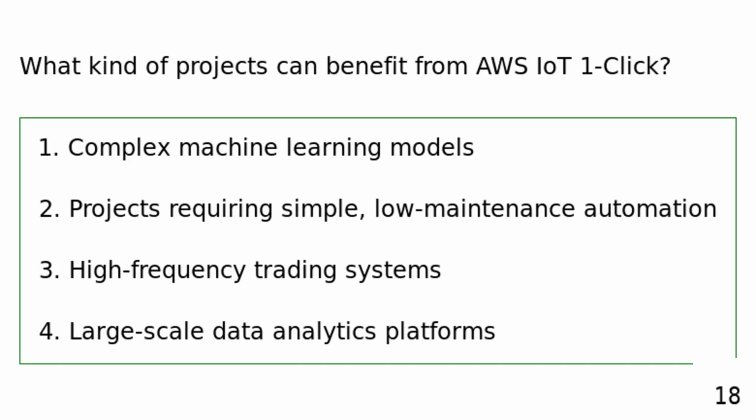What kind of projects can benefit from AWS IoT one-click? Complex machine learning models. Projects requiring simple, low-maintenance automation. High-frequency trading systems. Large-scale data analytics platforms.